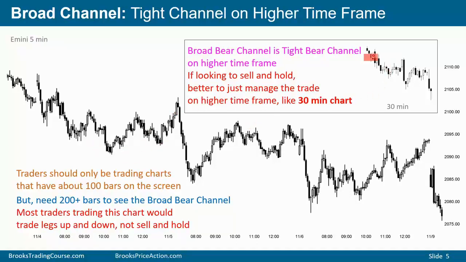If I want to be trading it as a broad bear channel, for example, selling and holding through all of these rallies, I'm not going to be looking at this chart. I'll be looking at some higher time frame chart where the broad bear channel from the 5-minute chart is a tight bear channel. So I can sell and just hold all the way down.